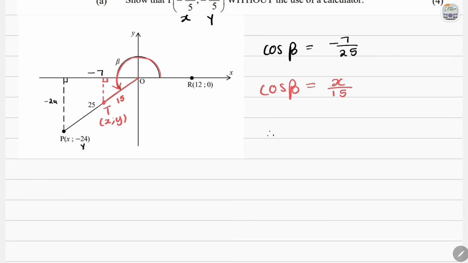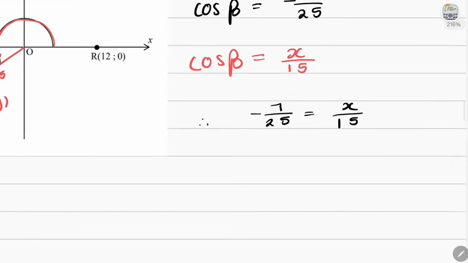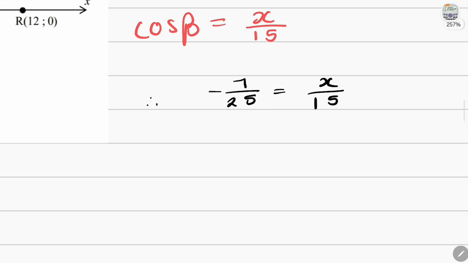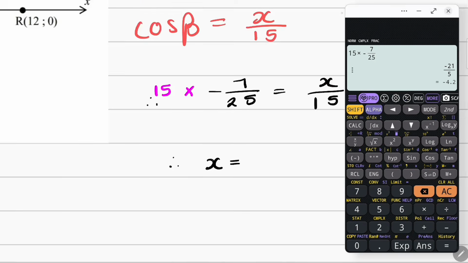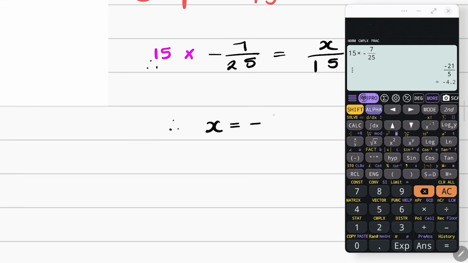So finally, we can just say that negative 7 over 25 is actually equal to x over 15. And now we can solve for x. You see that to get x alone, you need to just multiply both hand sides of this equation by 15 to get rid of that 15 in the denominator. Finally, x is equal to 15 times negative 7 over 25. And that x value is indeed negative 21 over 5.